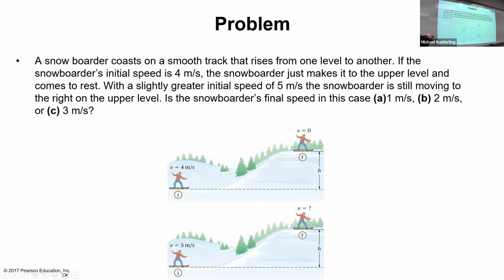So here, if you have a snowboarder coasts on a smooth track that rises from one level to another, if the snowboarder's initial speed is 4 meters per second, they will just make it to the upper level and come to rest. With a slightly greater initial speed of 5 meters per second, the snowboarder is still moving to the right on the upper level. Is the snowboarder's final speed in this case 1 meter per second, 2 meters per second, or 3 meters per second?